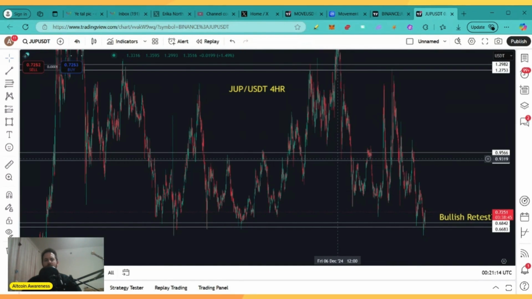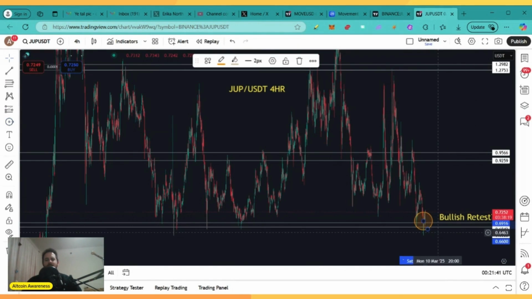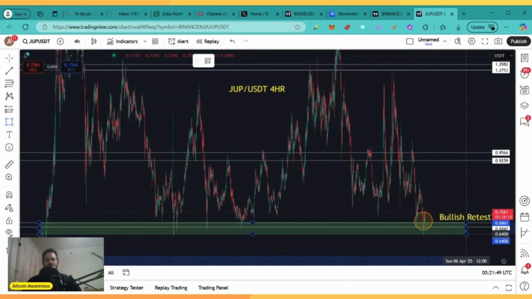We talked about Jupiter multiple times in the past. As you see here, we are currently at range lows. This is the chart. We are looking at Jupiter over USDT on the 4-hour chart on Binance. We are currently at range lows and we are looking at a bullish retest that occurred right here at this key range of support that I just marked with green.